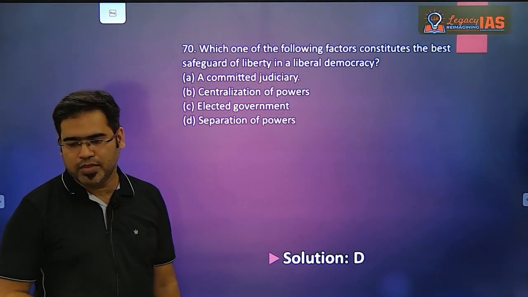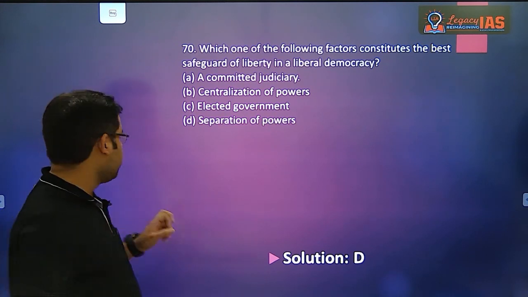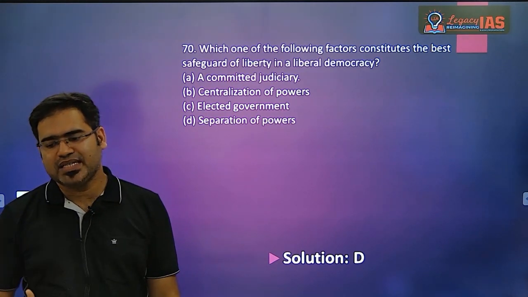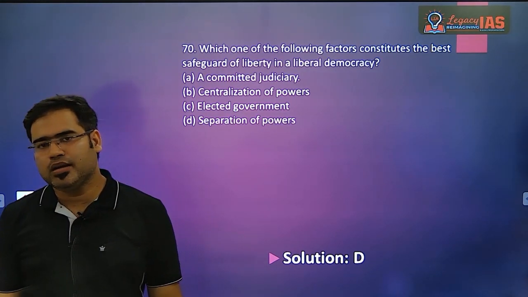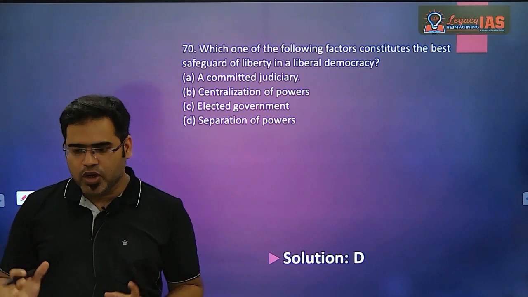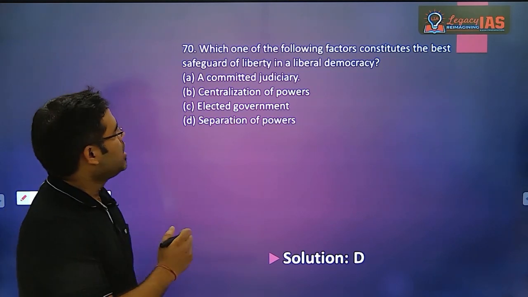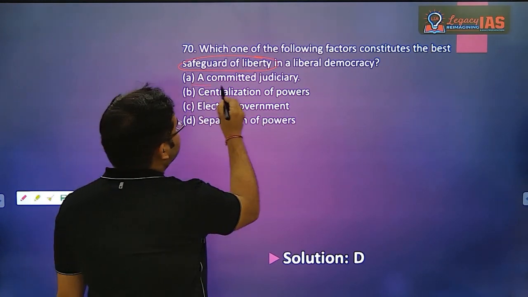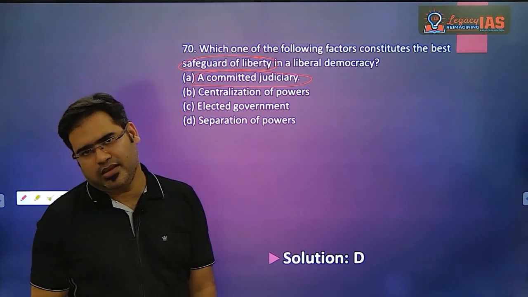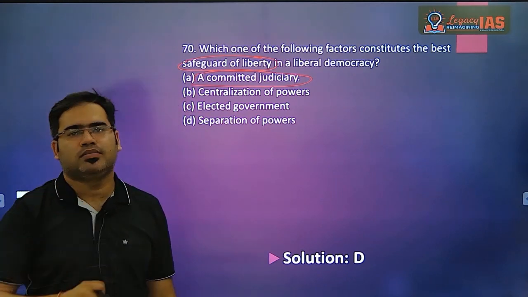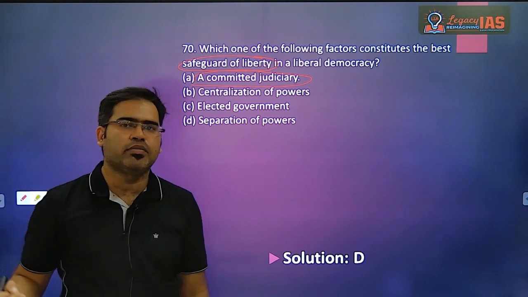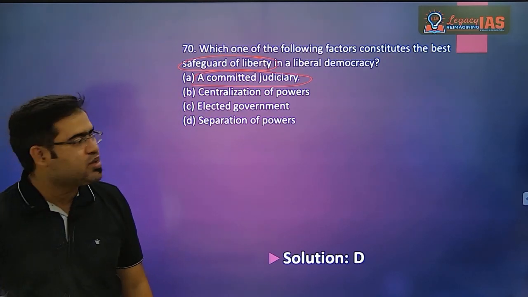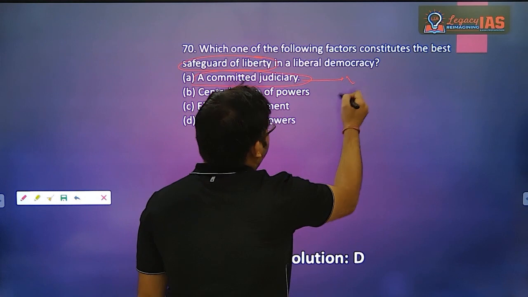Now question number 70. Which one of the following factors constitutes the best safeguard of liberty in a liberal democracy? Which of the following factors constitutes the best safeguard for liberty? First, committed judiciary. What is the meaning of committed judiciary? Committed to the constitution, or committed to the ruling government? Committed to justice? We don't know. So this definitely cannot be the right answer.